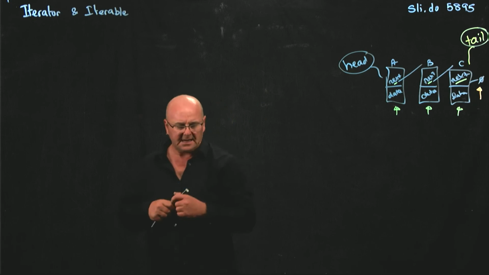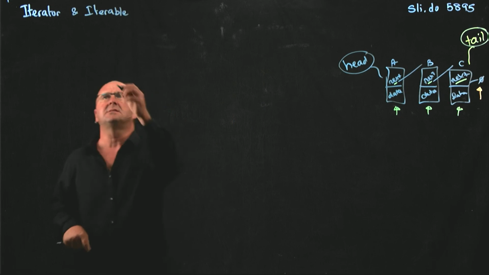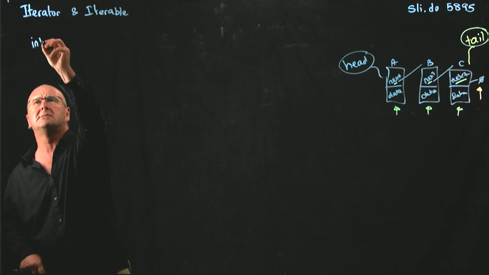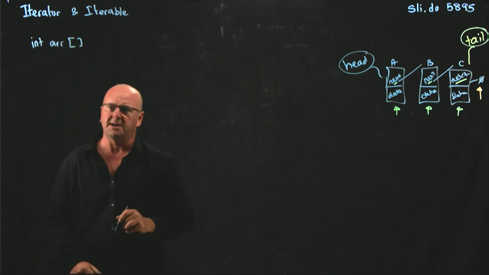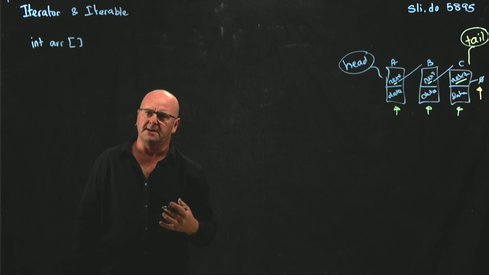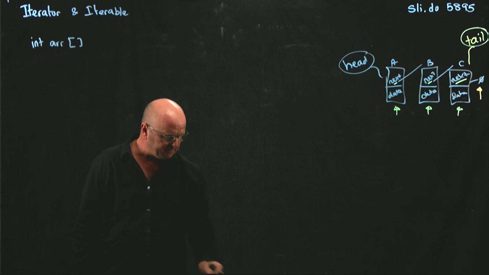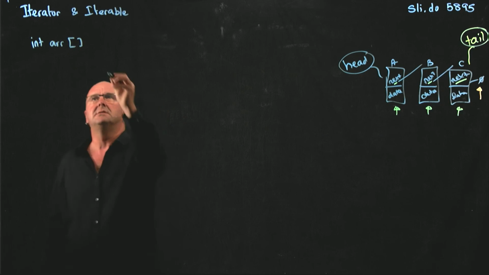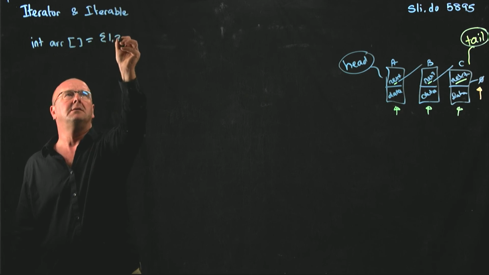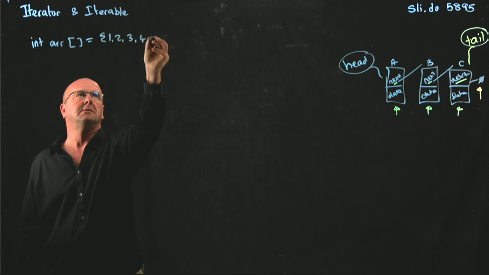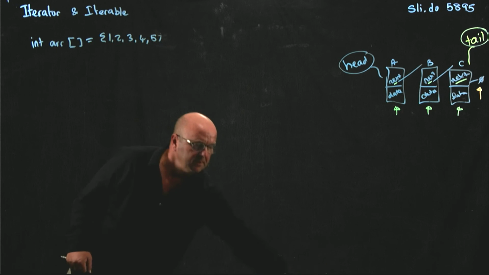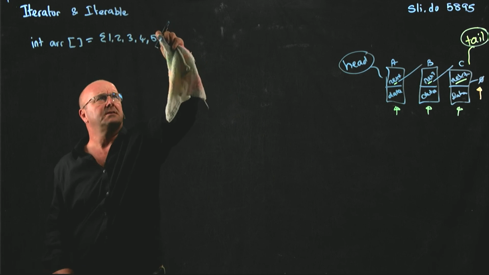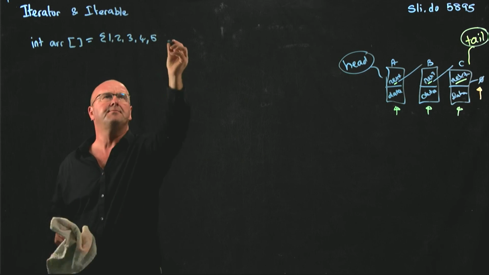So if I have just a simple array of integers, I just call my variable name ARR for array. It's not a very good variable name, you shouldn't do that. But it works. Here's an array of integers.